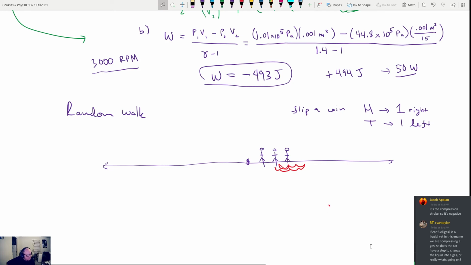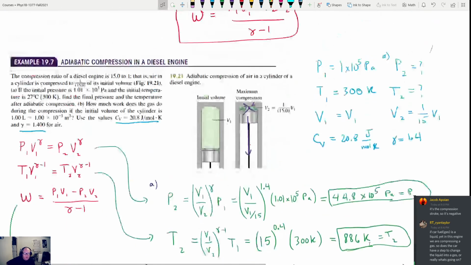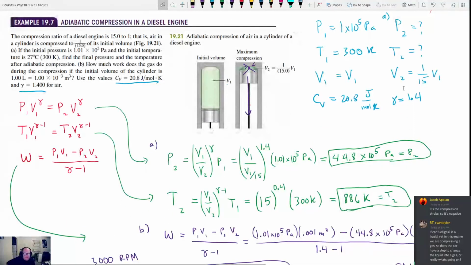Anyway, Ryan Taylor asks, if car fuel gas is a liquid, yet in this engine we are compressing a gas, does this car have a chip to change the liquid into a gas, or what is really going on? I believe what happens is you have a gasoline-air mixture in the system here. Does that sound correct to those of you that know a lot more about cars than I do? Since it's high pressure, doesn't the temperature go up and then the gas evaporates? Yeah, probably something like that. Seems reasonable to me.